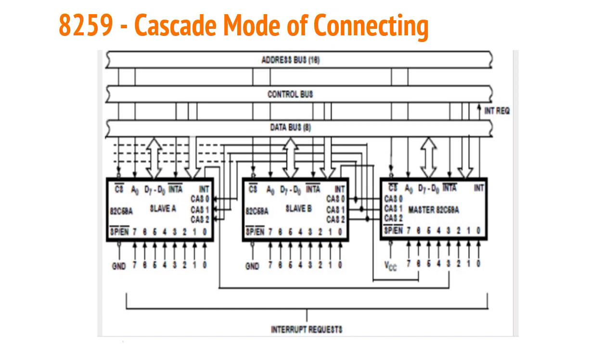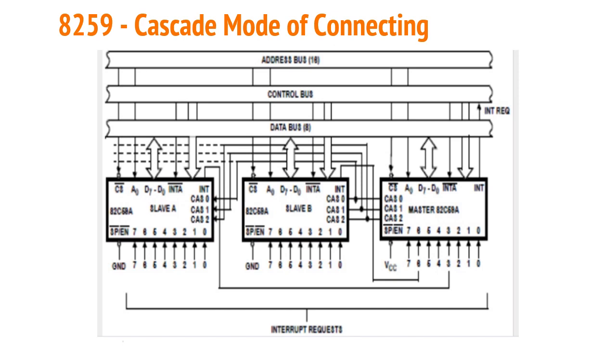In the cascaded mode of operation, there will be one 8259 that will act as the master, and the remaining 8259s will be the slaves. In order to connect one 8259 as the master, the SP bar EN pin of that particular 8259 will be connected to VCC, that is a high value, which is clear from the picture. The remaining 8259s, which are the slaves, will have their SP bar EN pin connected to the ground, which is a low value. So that means they will be acting as slaves.